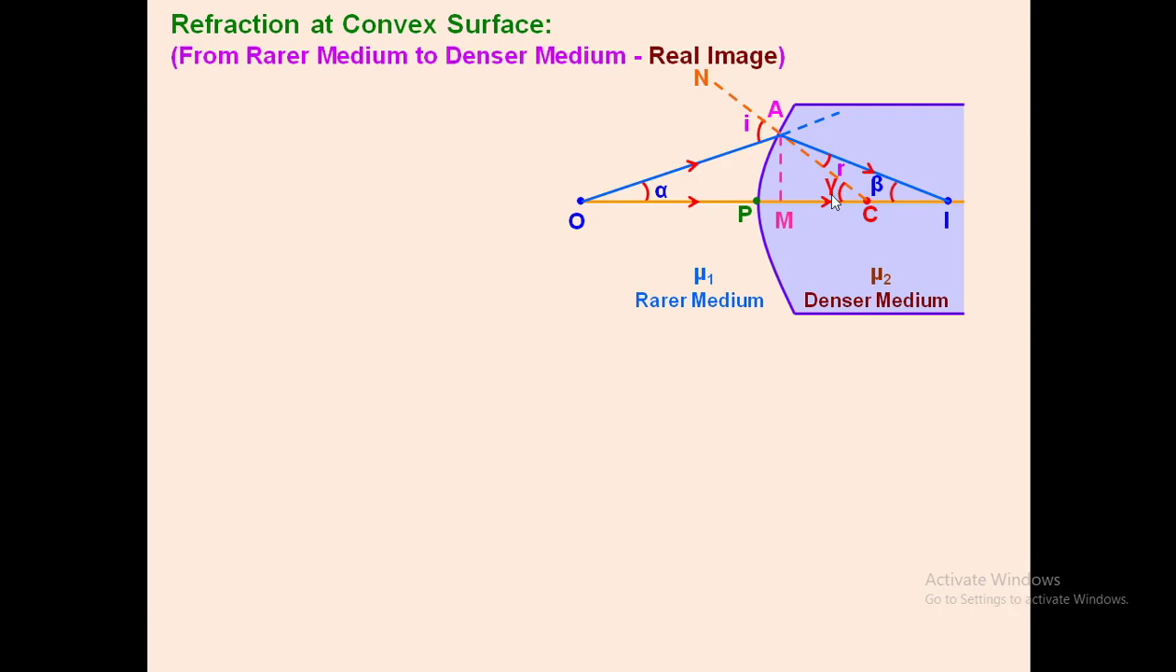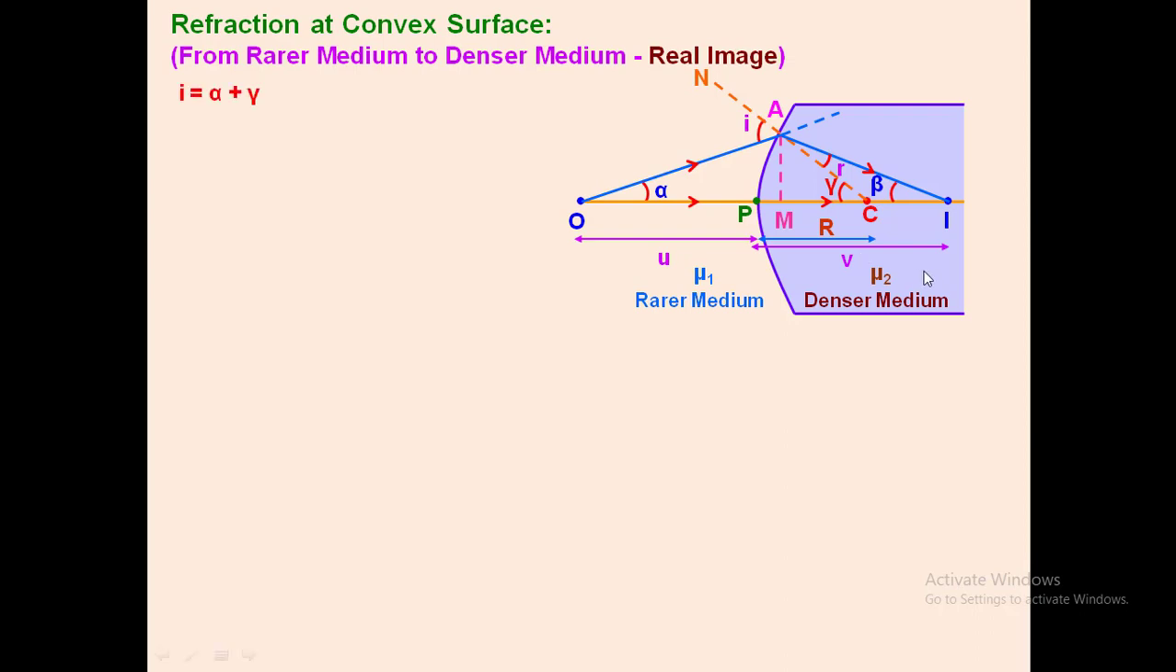So always you have to consider three angles: the incident ray making an angle with the principal axis, the refracted ray making an angle with the principal axis, and the normal making an angle with the principal axis. Alpha, beta, gamma. Now R is the radius of curvature here, U is the object distance and V is the image distance.